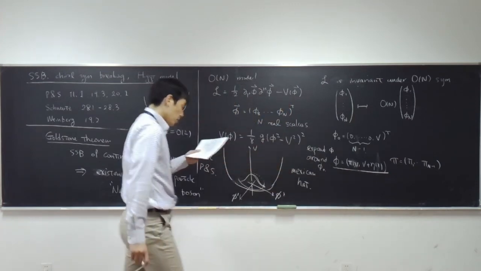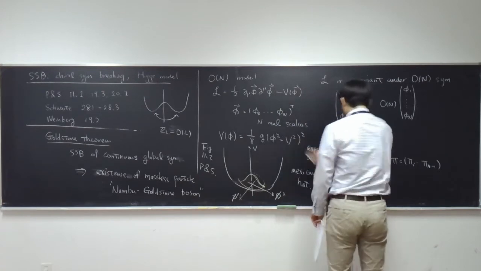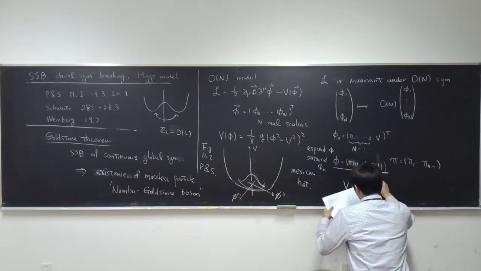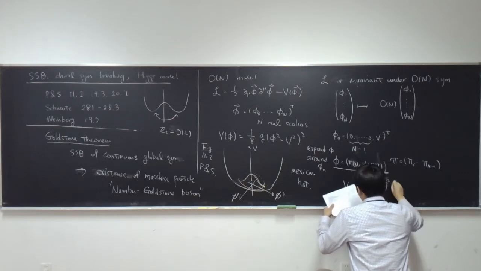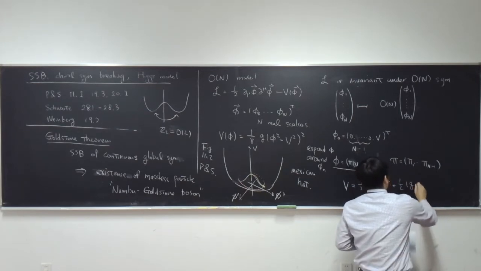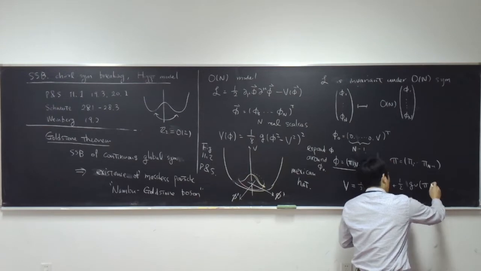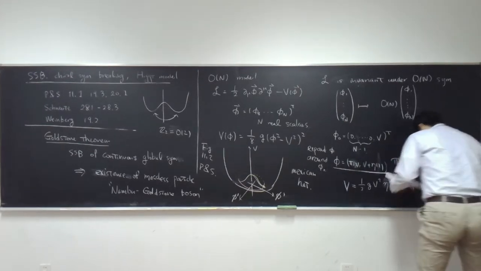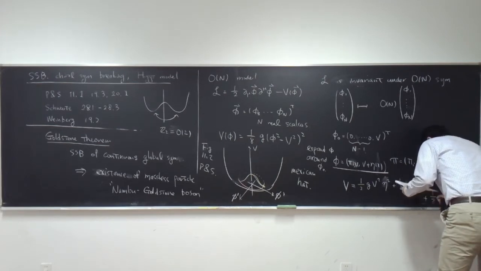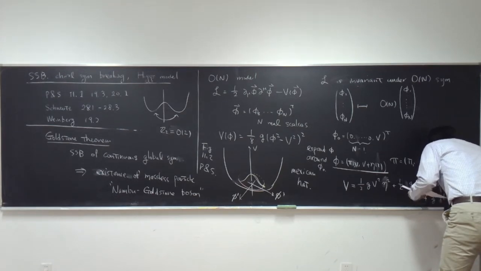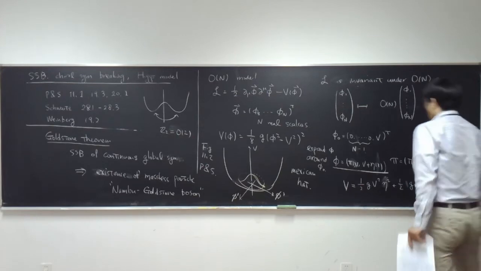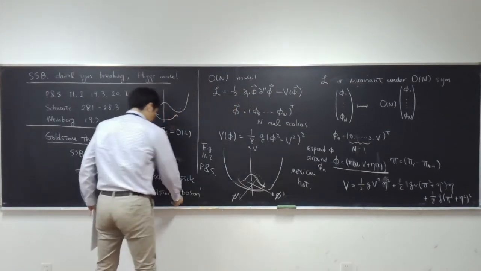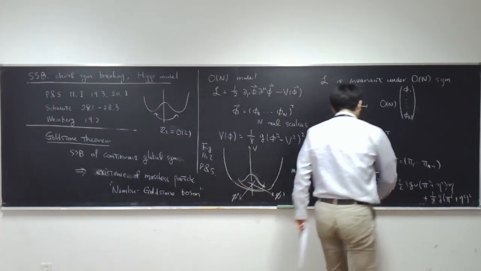Then we can substitute this into the potential, and the potential takes the following form: one half g b squared times eta squared plus one half pi squared plus eta squared, squared, plus one eighth g pi squared plus eta squared, squared. Okay, so that's the potential when you expand around this minimum. And you can see that this term is the mass of eta.